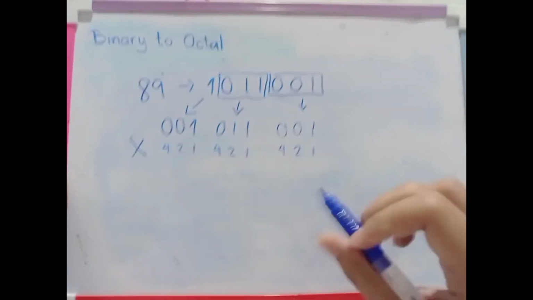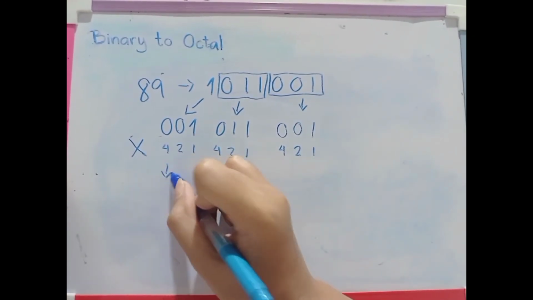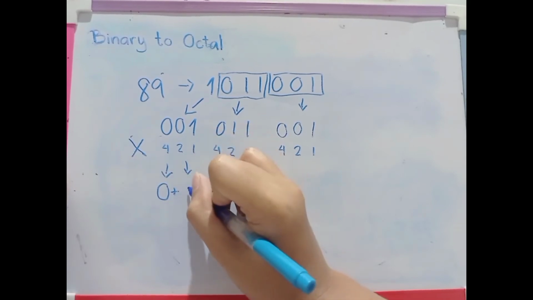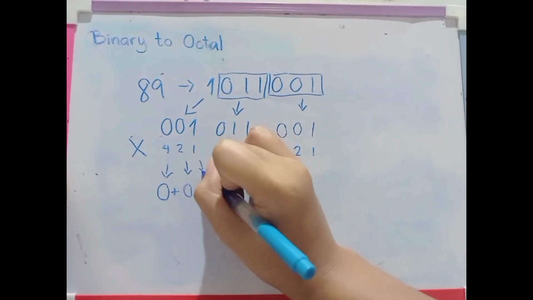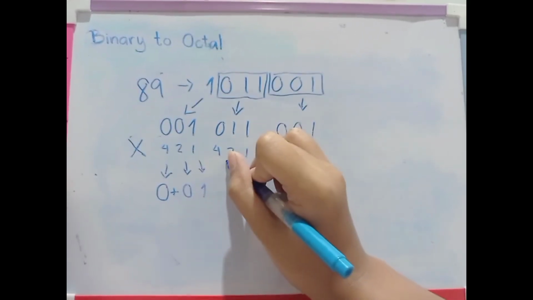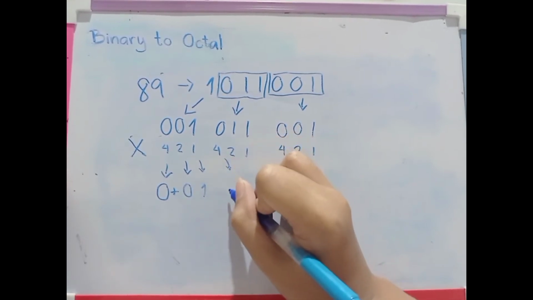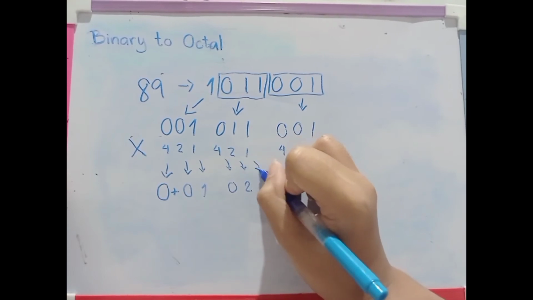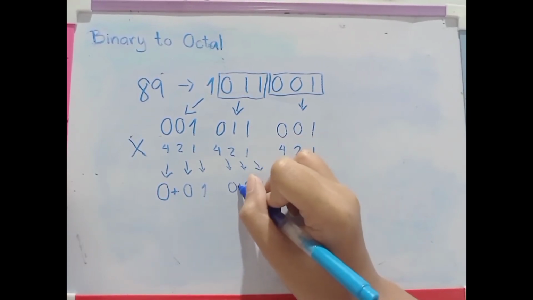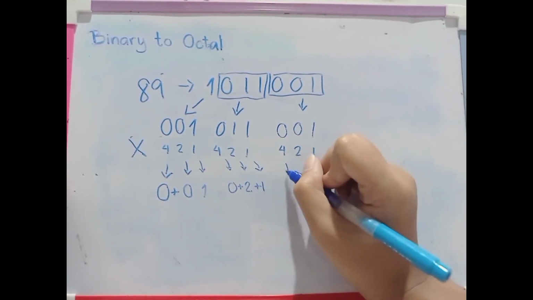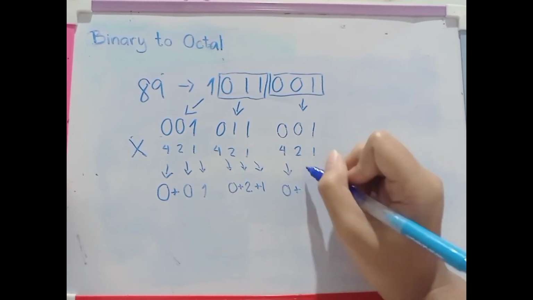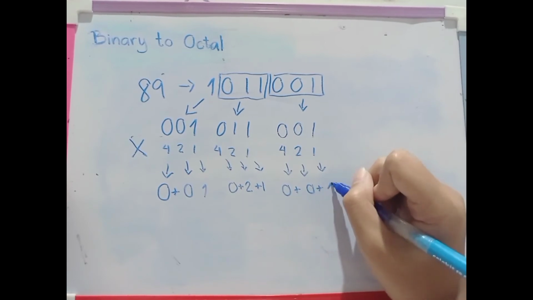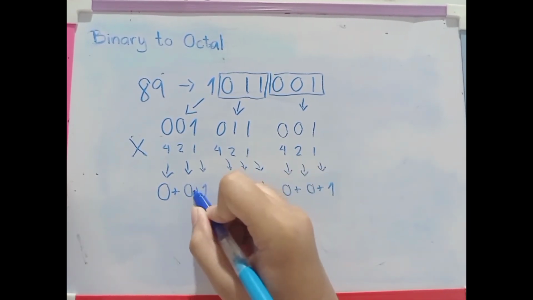Then we will multiply. 4 times 0 is 0. 2 times 0 is 0. 1 times 1 is 1. 4 times 0 is 0. 2 times 1 is 2. 1 times 1 is 1. 0, 0, 1. Then we will add these numbers.